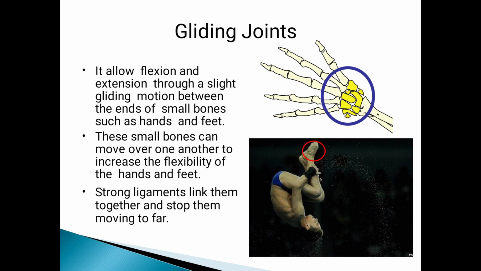Next we have a gliding joint. So it allows flexion and extension through a slight gliding motion between the ends of the small bones such as hands and feet. So the small bones can move over one another to increase the flexibility of the hand and feet. So it will increase the flexibility of the feet and wrist bone, that is hand. Strong ligaments link them together and stop them moving too far.